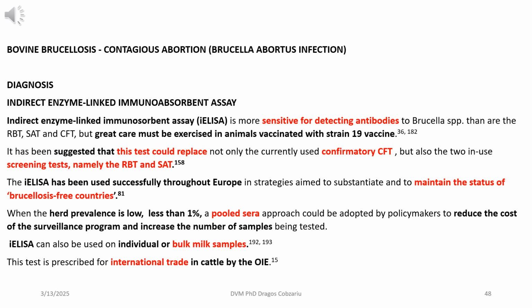The IELISA has been used successfully throughout Europe in strategies aimed to substantiate and to maintain the status of brucellosis-free countries. When the herd prevalence is low, less than 1%, a pooled serum approach could be adopted by policymakers to reduce the cost of the surveillance program and increase the number of samples being tested. IELISA can also be used on individual or bulk milk samples. This test is prescribed for international trade in cattle by the WOAH.